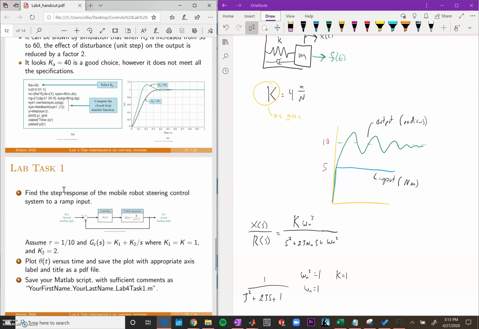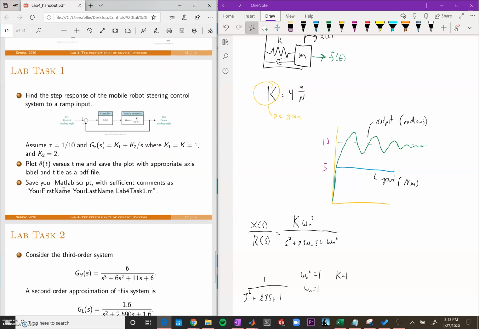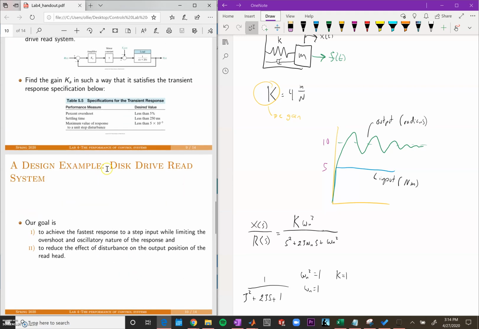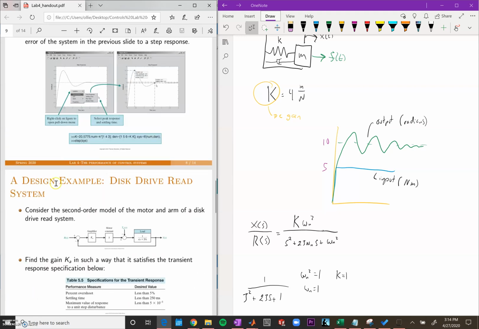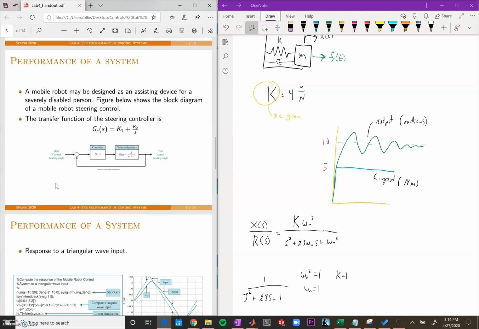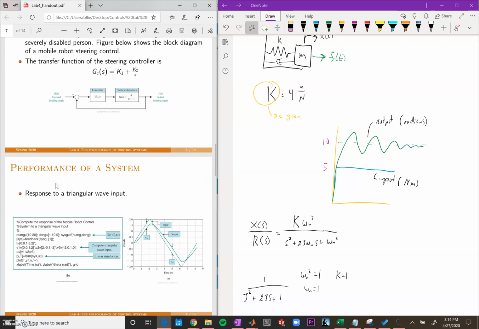Okay, so with that, I'll leave you to do the lab tasks. And look for a video on the disk drive read system and on the robot that follows you around.